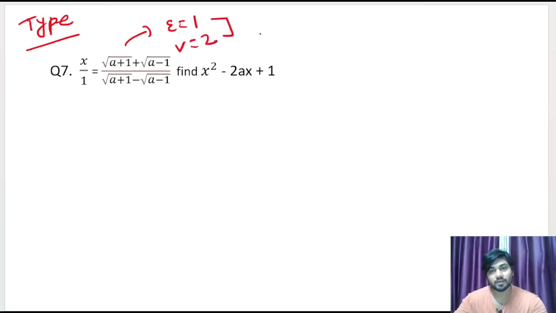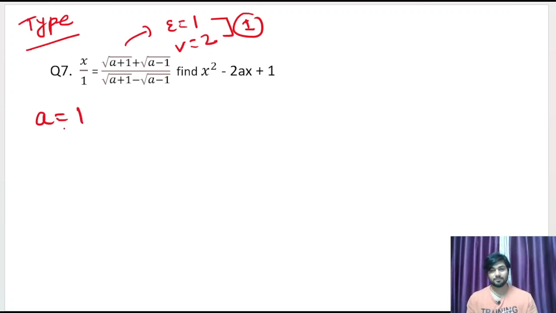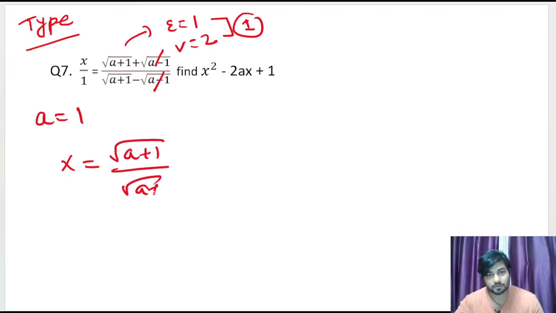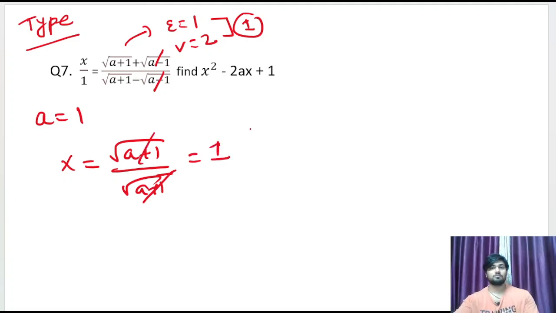So how many values can be taken by me according to my need? 1. Let's take a is equal to 1. So what will happen? I will be left with x is equal to, this portion will get 0, this portion will get 0. Right? So I'll have only under root a plus 1 and under root a plus 1, which will again cancel each other out. I'll have the value of x as 1.